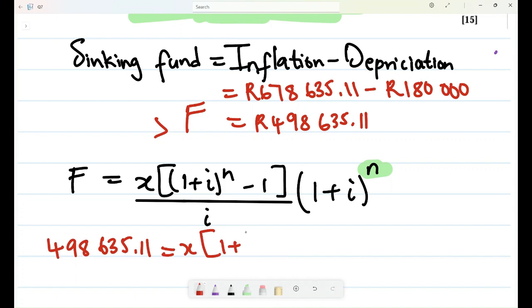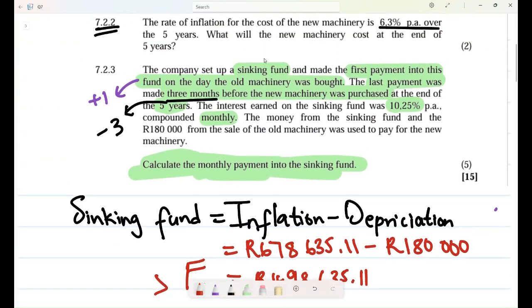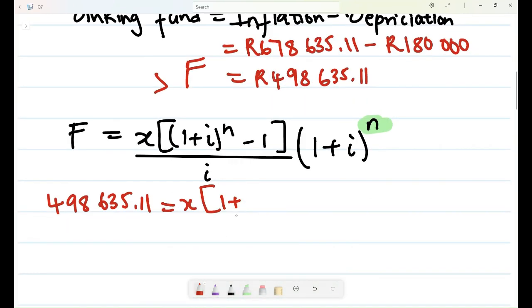All right, i is going to be the interest here. They said it is 10.25%, which is 0.1025, divided by the number of months. It is 12 because it is compounded monthly, right? To the power of n.